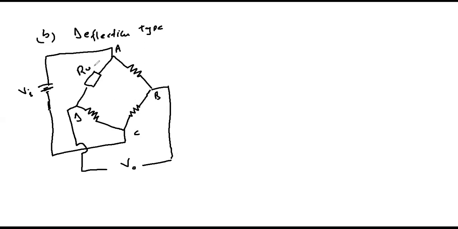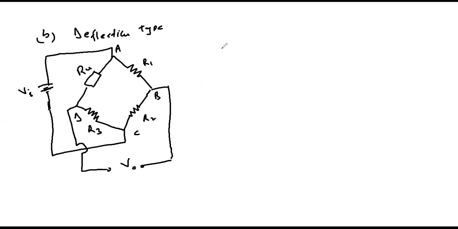This is an unknown resistance Ru. You can call this resistor R1, resistor R2, and R3. In this case, then, we don't have a variable resistor, and the unknown resistance can be calculated in terms of the input voltage and the measured output voltage.